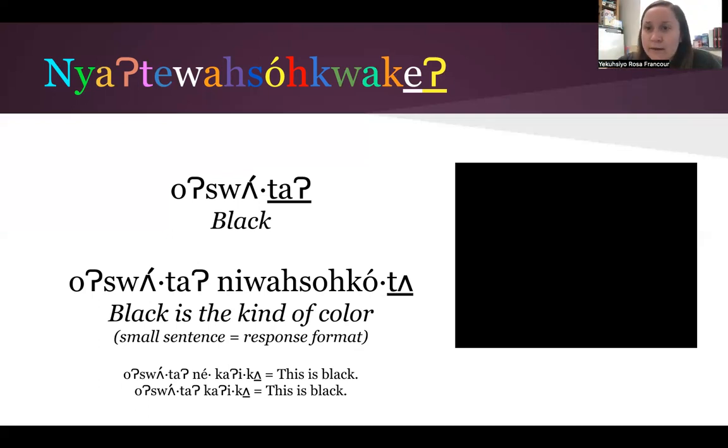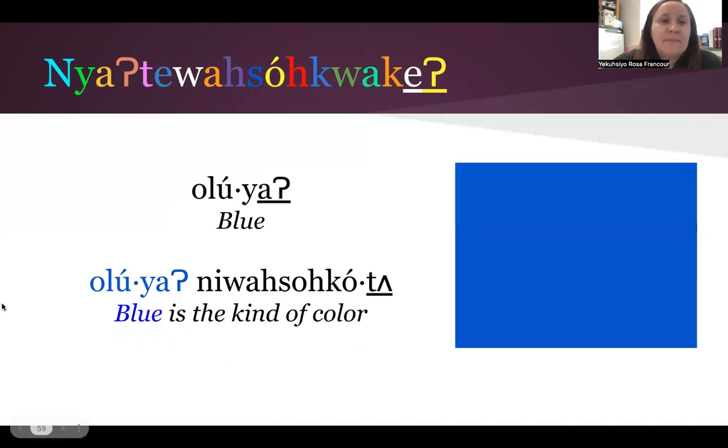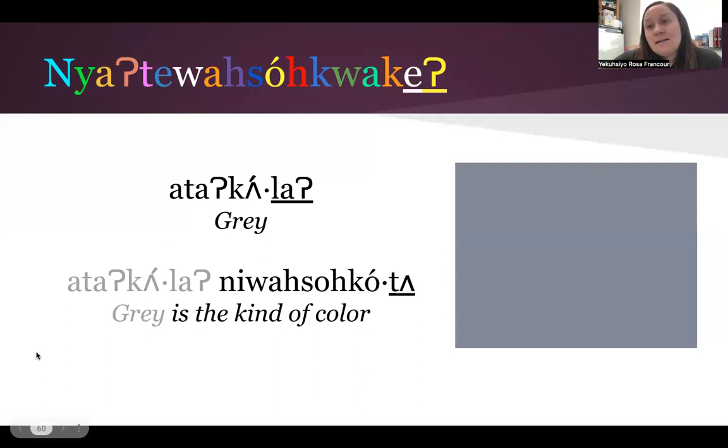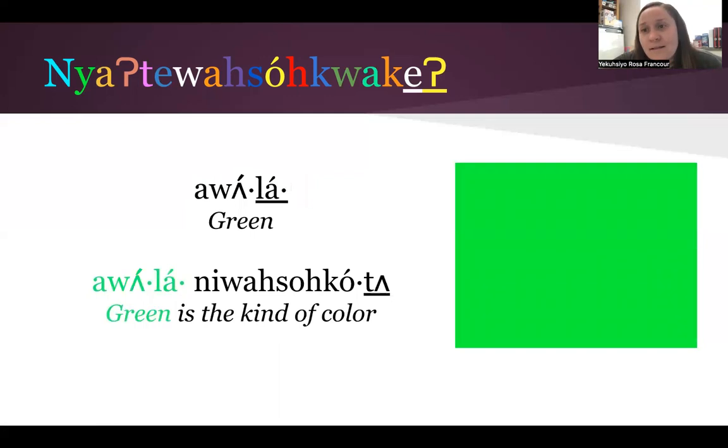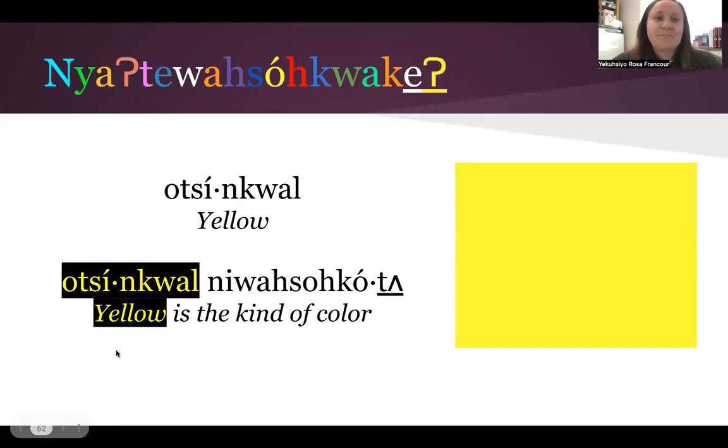Swant, swanda. That's the pronunciation of black. Swanda niwa sokod. Black is the kind of color. Let's move on. Olu. Oluya is the full word. Oluya niwa sokod. Blue. Adagal, whispered ending. Adagala, full word, gray. Adagala niwa sokod. Awal. Awala, green. Awala niwa sokod. Green is the kind of color.